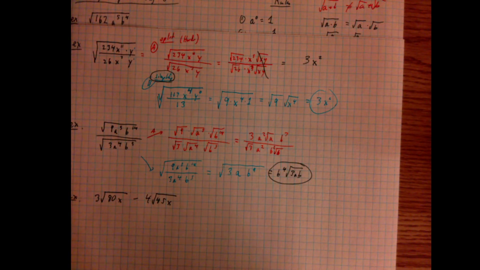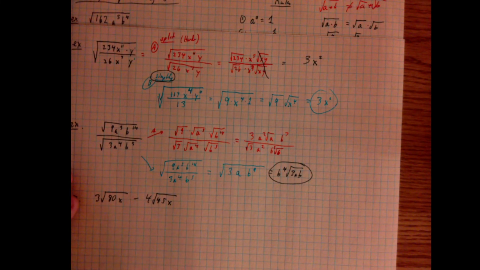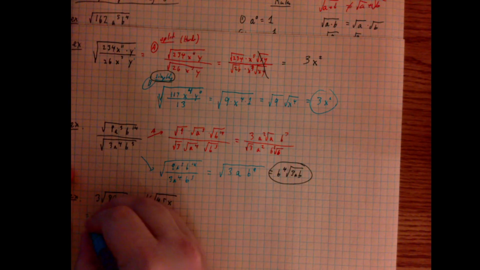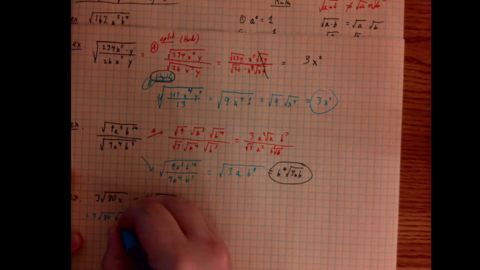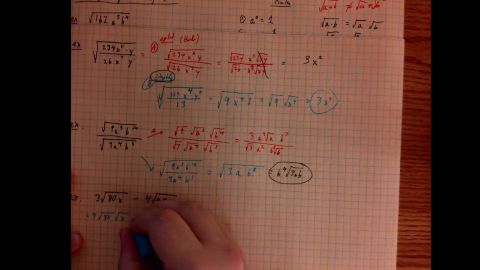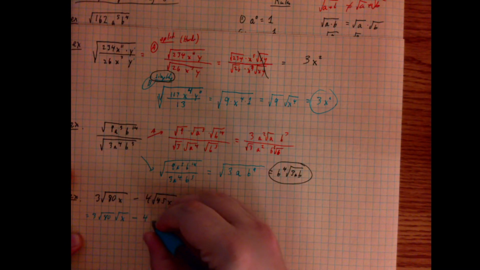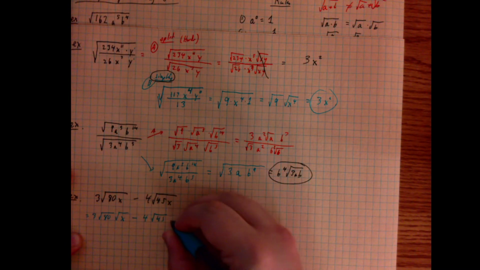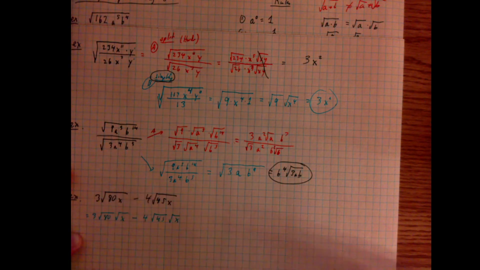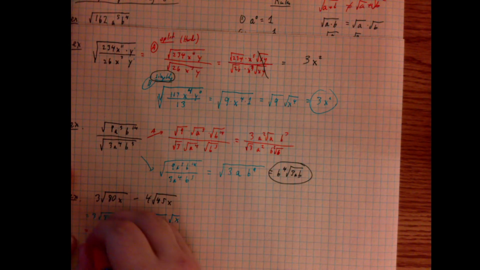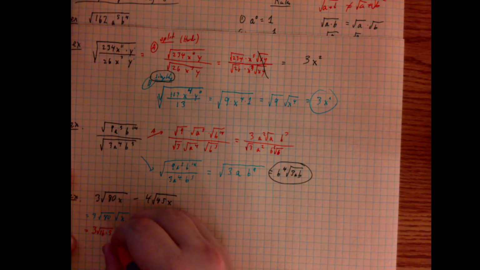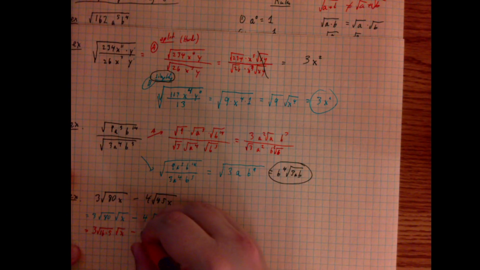From here we can simplify. Let's do a piece at a time. 3 square root of 80 square root of x minus 4 square root of 45 square root of x. The 3 stays a 3. The square root of 80, I happen to know my multiplication tables really well. This is 16 and 5. 45 is 9 and 5.